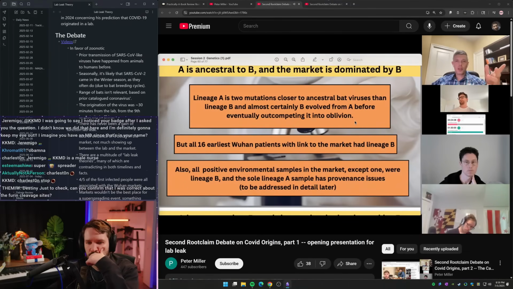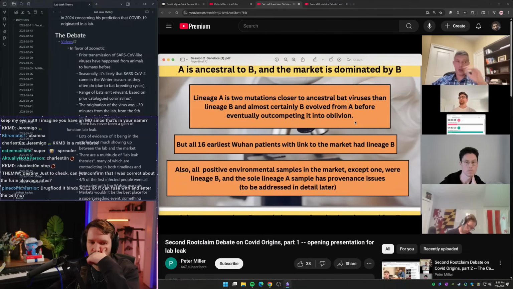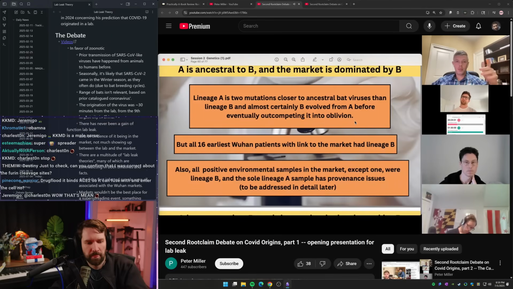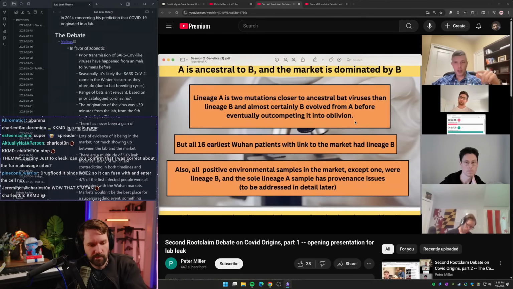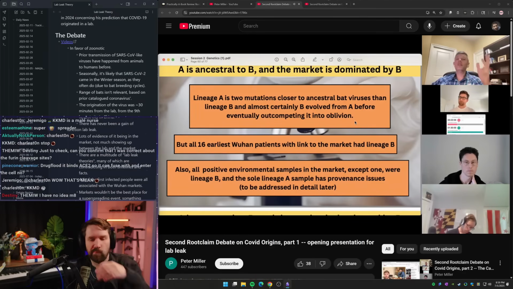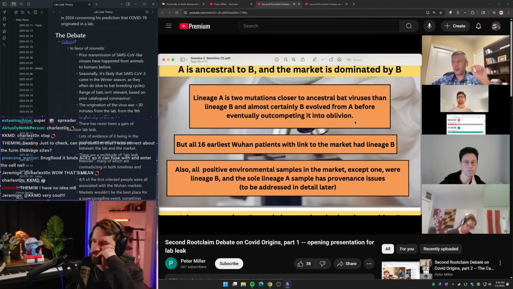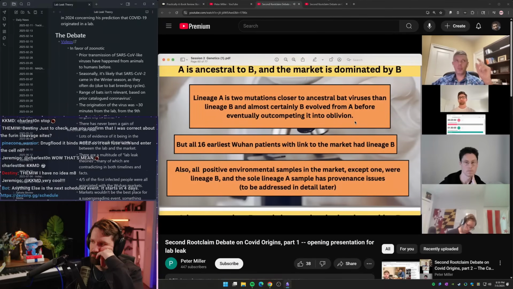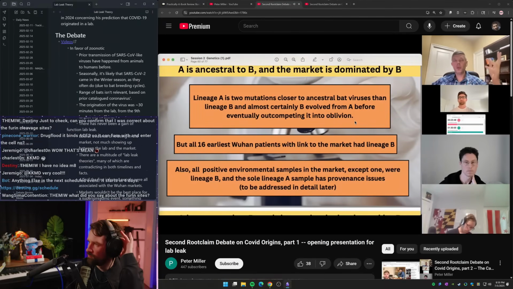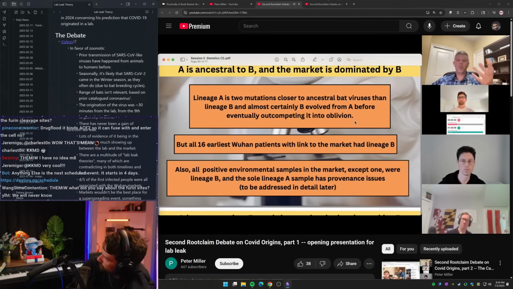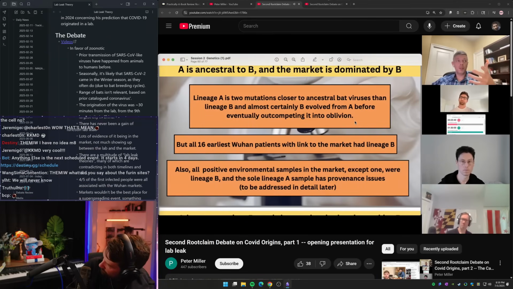But also, the environmental samples, all but 1, were lineage B. And the only lineage A detected in the market from environmental samples wasn't even from the environmental sample. It was from a cultured sample based on an environmental sample. But that environmental sample only had like 22 SARS-2 reads and had a very high CT PCR value, and yet they somehow managed to culture a viable virus from that sample.